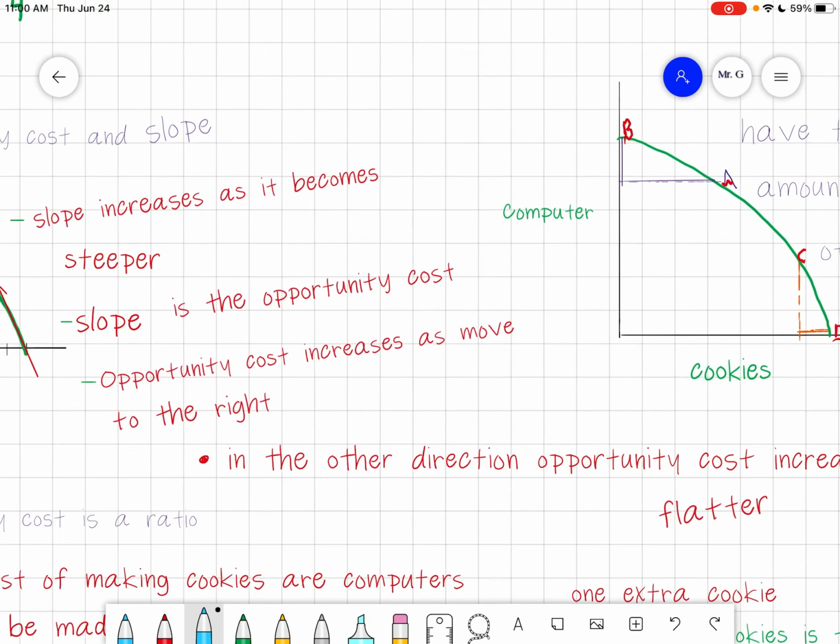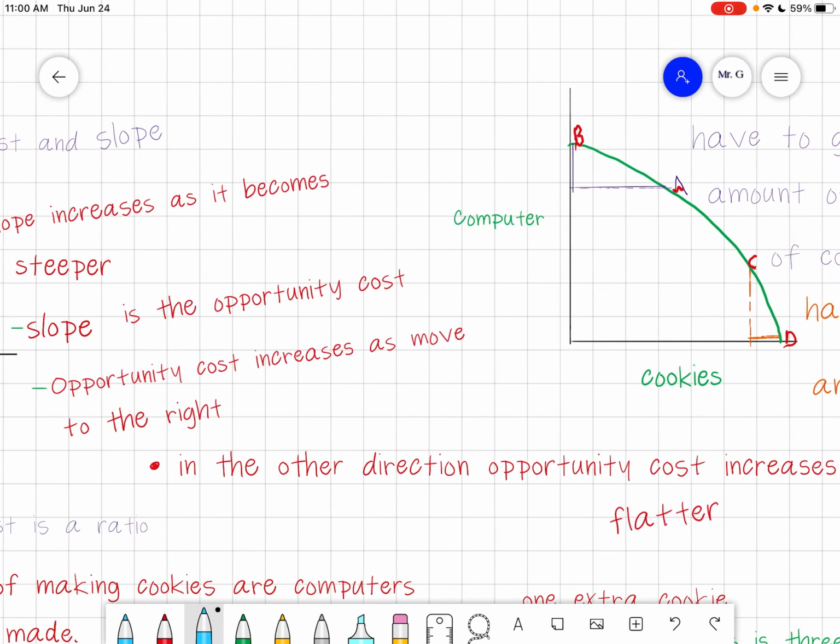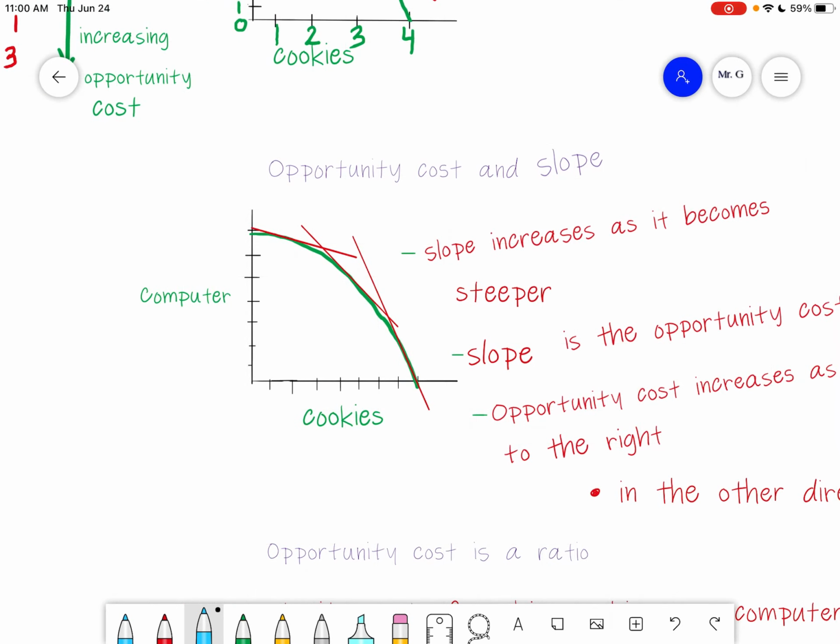In the other direction, opportunity cost increases as it flattens. So you can see that the opportunity cost will increase in either case as you move towards more computers or more cookies.